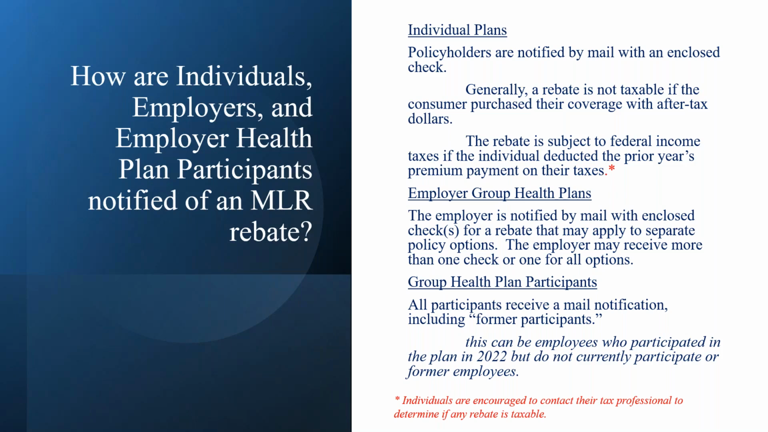apply. Now, for you as the employer having the group health plan, you're going to get notified by mail with an enclosed check. Sometimes it's one check, sometimes it's more than one check. And that's because it applies to the MLR reporting year. So you may have plans that cross over that reporting year if you have a non-calendar year plan. But just know you may see more than one check or one check for all the options.